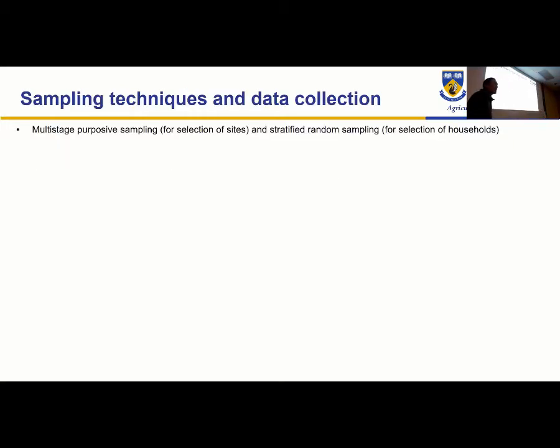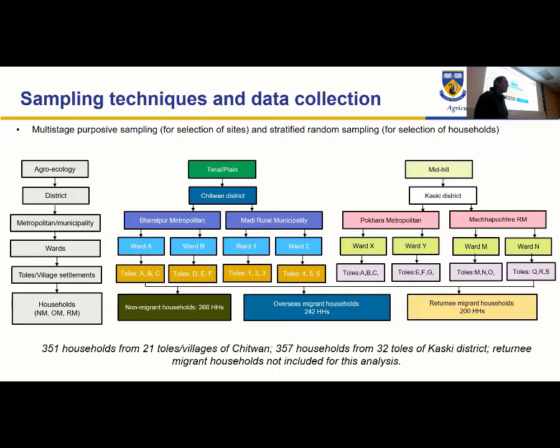So, sampling techniques and data collection. We employed multi-stage purposive sampling for selection of these sites, whereas we employed stratified random sampling for selection of the households. In this figure, you can see, first, in Nepal, there are 3 agroecological zones. One is Tarai or plain area, next one is mid-hill, and the third one is mountain. But in the mountains, the population density is very low. So we selected Tarai and mid-hill, 2 agroecological zones, and from them we selected 2 districts, one Chitwan from the plain area and Kaski from the mid-hill.